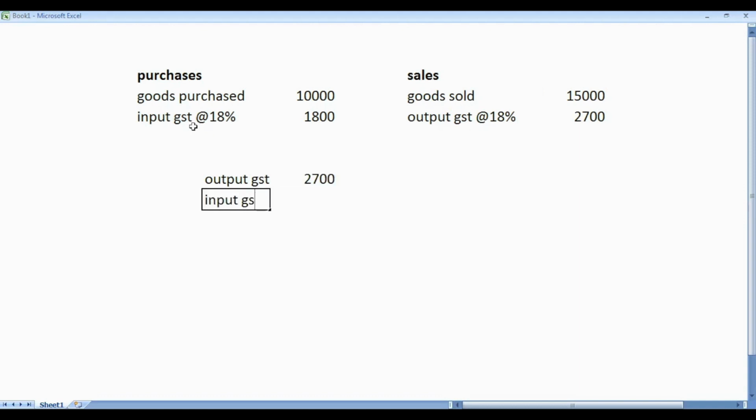Input GST is 1,800. This means we will get ITC of rupees 1,800, and the GST payable by us to the government will be 2,700, that is output GST minus ITC. This will be the amount to be paid to the government.